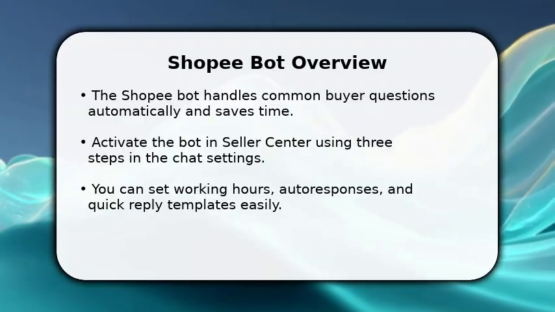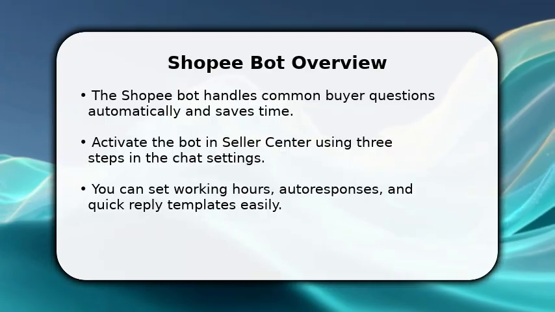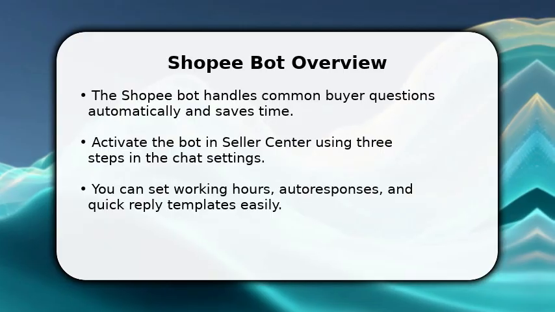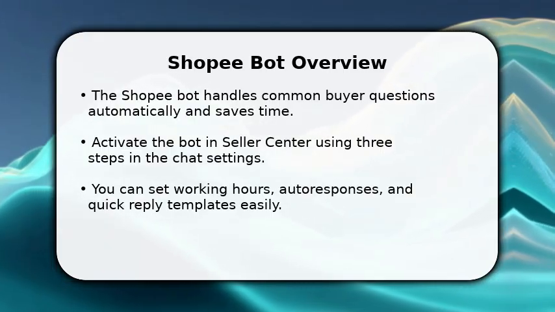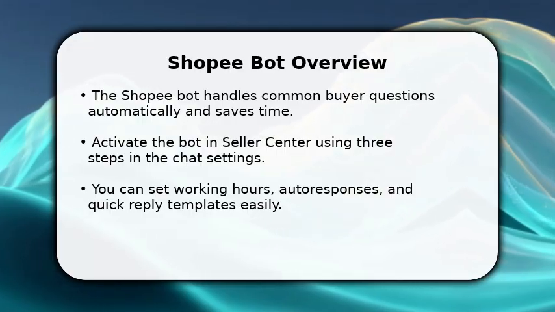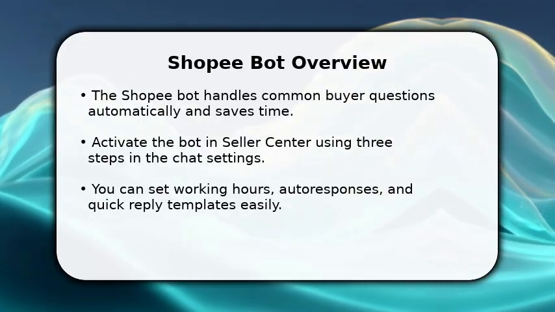The Shopee bot automates routine chat tasks so you can sell faster and focus. It answers common buyer questions automatically and reduces repetitive typing by up to 80%. Activate the bot in Seller Center through the chat settings menu in 3 steps.